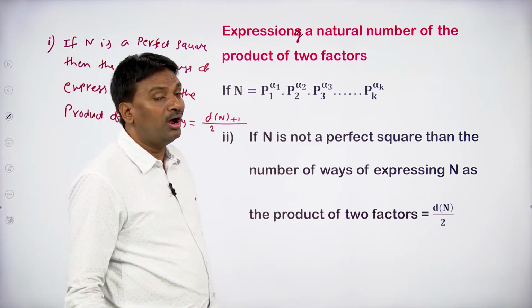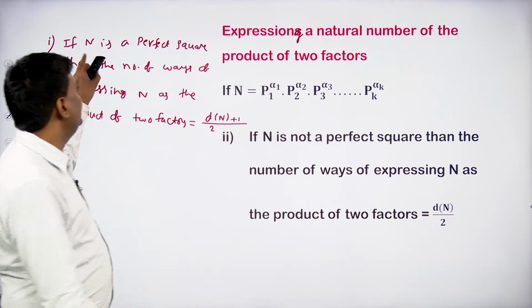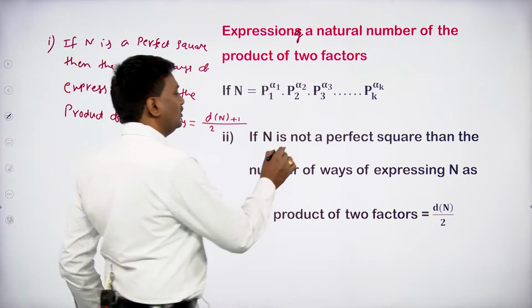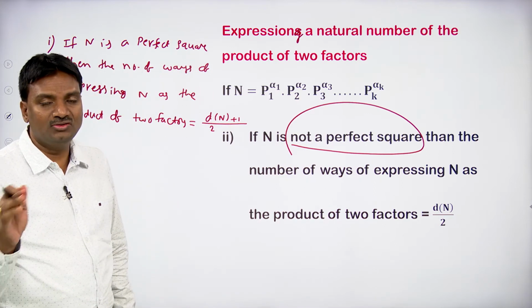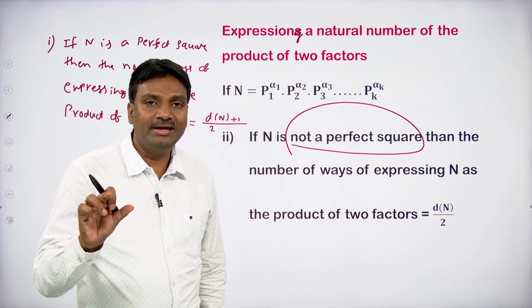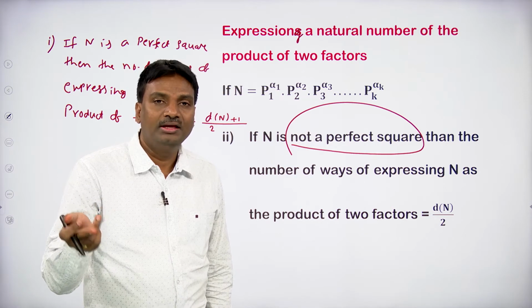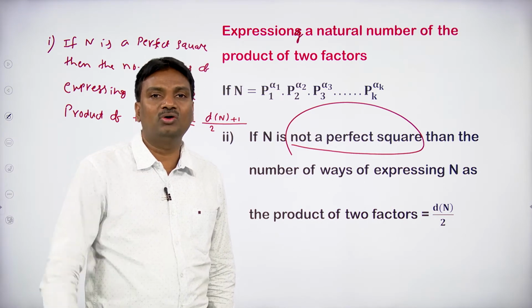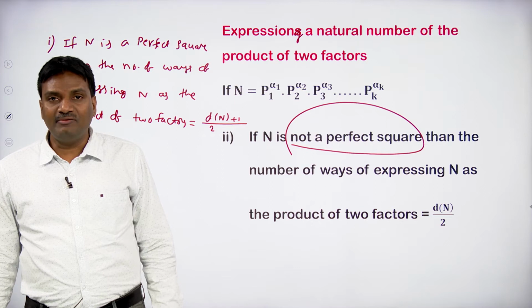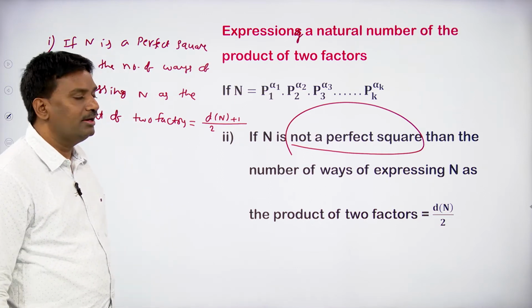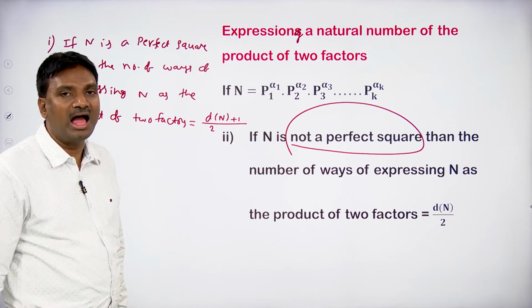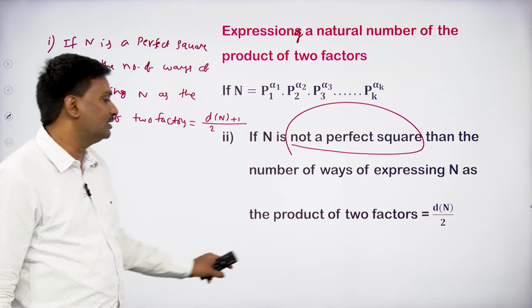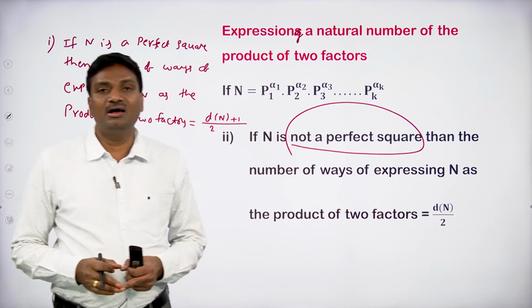If n is not a perfect square, for example 3, 8, or 27 are not perfect squares, then to find the number of ways of expressing the given number as the product of two factors, we can use this formula d of n by 2.